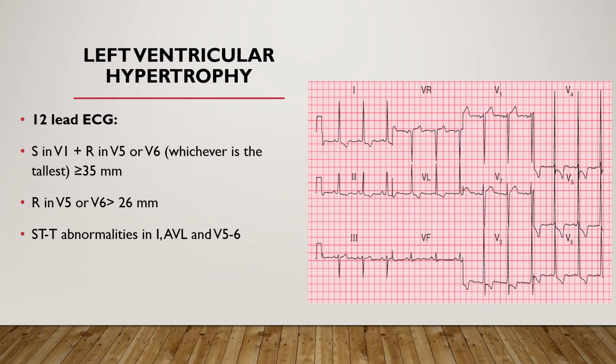Here you can see that in the left precordial leads, such as V5 and V6, there is a very tall R wave. And in the right precordial leads, such as in V1, there is a very deep S wave. Obviously you have to calculate it, but it is very likely that the combined amplitude is at least 35 millimeters. And you also see so-called nonspecific ST segment changes, such as T-wave inversion in leads V4, V5, and V6.